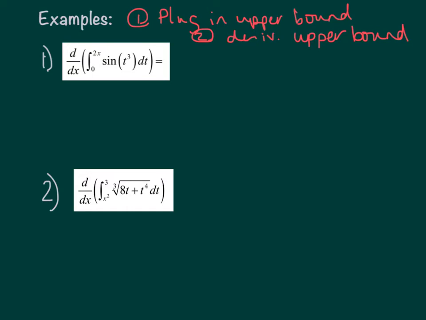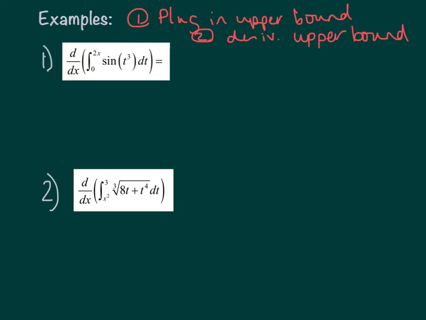And you'll notice that for these, you will have different variables. Okay, the variable at the upper bound here is 2x, and you're doing d/dx, but then in the actual function, we have a t cubed and a dt. Okay, so that's how you're going to recognize these problems. All right, so let's go ahead and jump in.